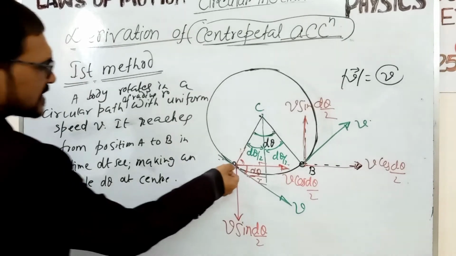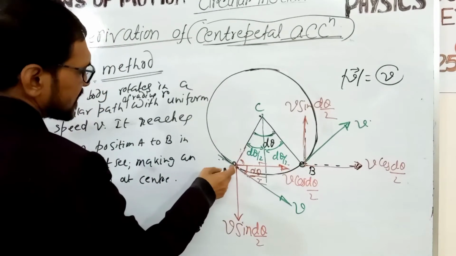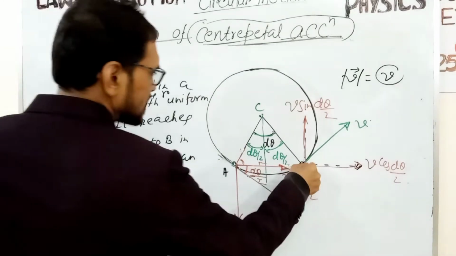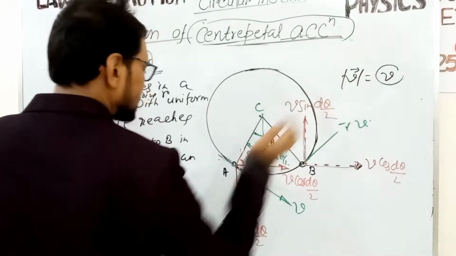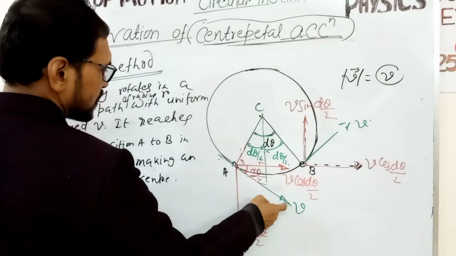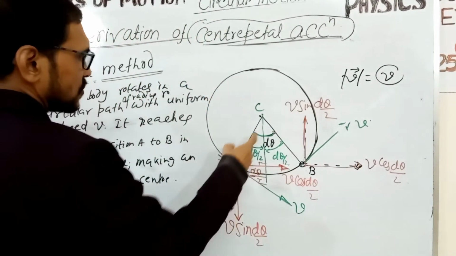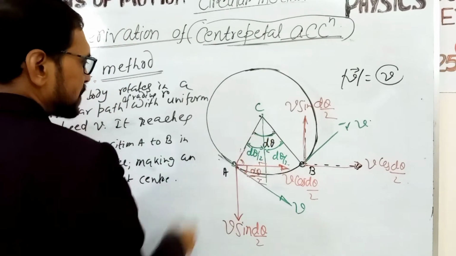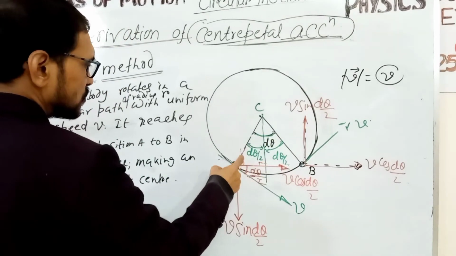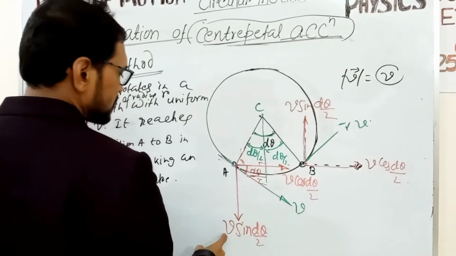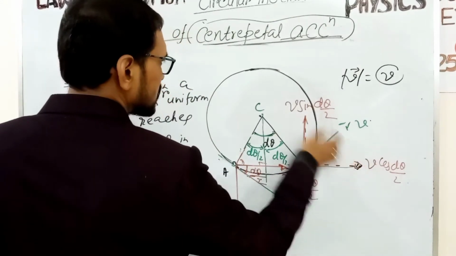So suppose a particle reaches from A to B. When the particle is here, its direction of tangential velocity is in this direction. When it is here, v is along the tangent. Now resolve this velocity in two directions, horizontal and vertical. So this is d theta, half angle is d theta by 2, 90 minus d theta by 2, this and this is 90, so this angle is d theta by 2. So this is v cos, v sin, and similarly this is v cos, v sin.